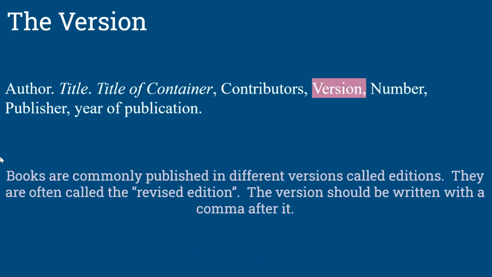So the version. Books are commonly published in different versions called editions. They're often called the revised edition. The version should be written with a comma after it. So if a book says on the cover that it is the revised edition, here in the version section, you'll write revised edition. The version is not always used.